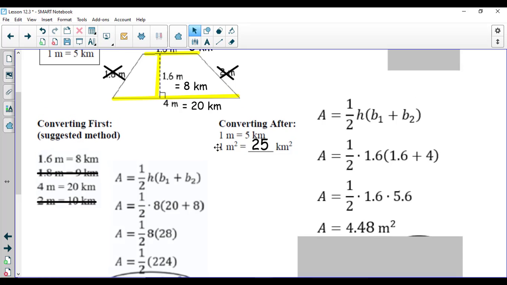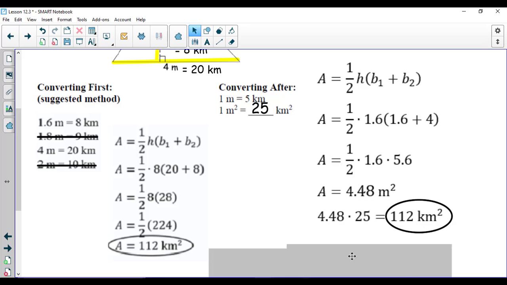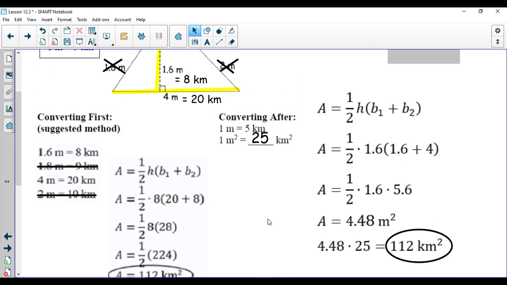So you have to recognize that 1 square meter doesn't equal 5 square kilometers. You need to square each of those numbers. So 1 square meter is actually 25 square kilometers. A lot of times students want to just multiply this by 5, but you notice if I take 4.48 times 5, it's not going to get me 112. But if I take 4.48 times 25, which is how many square kilometers I have in a square meter, that will give me the same answer of 112 kilometers squared.